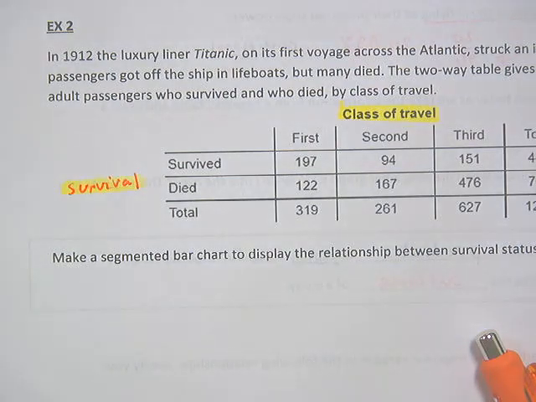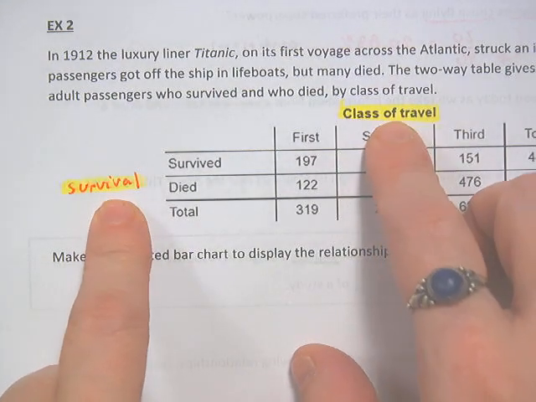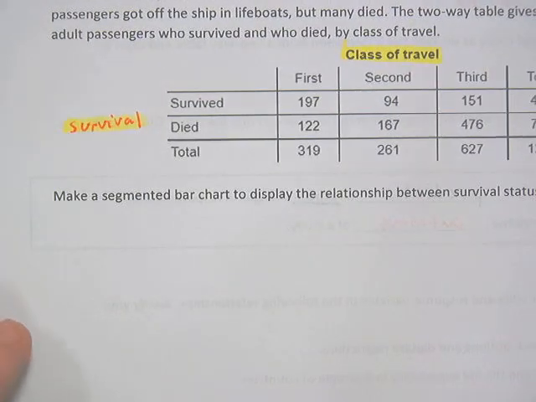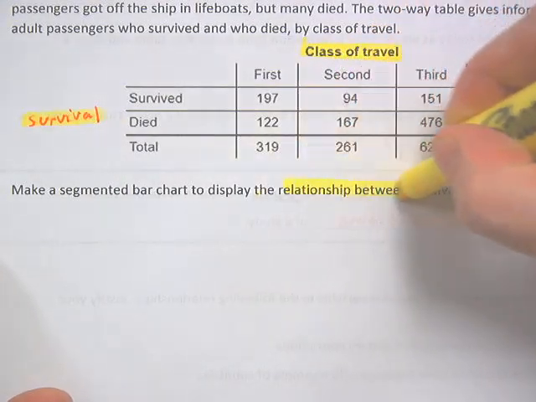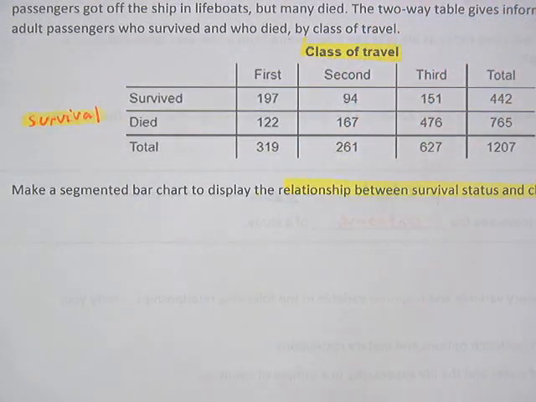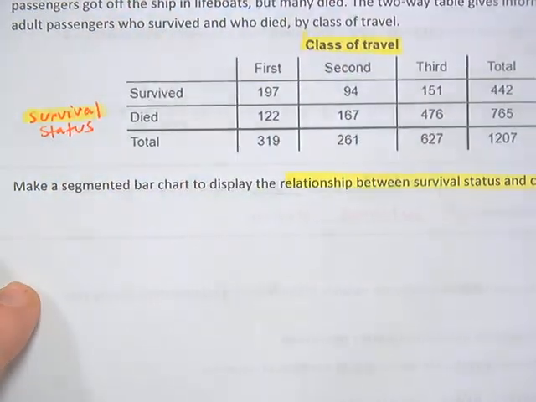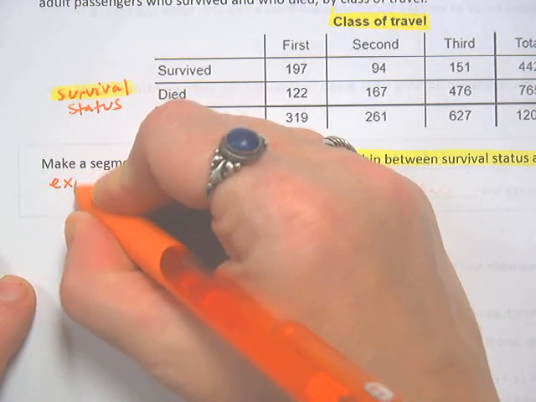Now I have to determine right away out of these two which one is the explanatory, because that's going to go on the horizontal axis of my bar chart. It says, make a segmented bar chart to display the relationship between survival status and class of travel. So survival, I guess, status. Okay. So let's make a little note.